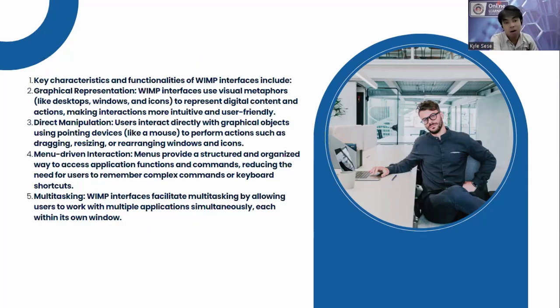These are the key characteristics and functionalities of WIMP interfaces. First is the graphical representation. WIMP interfaces use visual metaphors like the desktop, the windows, and the icons to represent digital content and actions, making interactions more intuitive and user-friendly. Second is direct manipulation, wherein users interact directly with graphical objects using pointing devices like a mouse to perform actions such as dragging, resizing, or rearranging windows and icons.